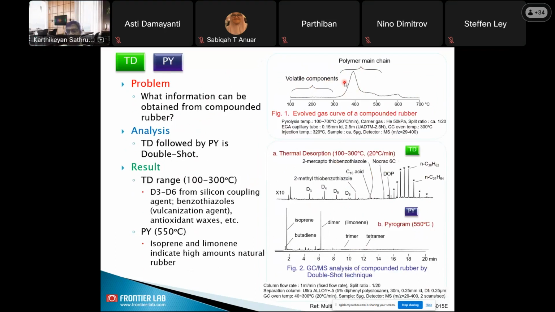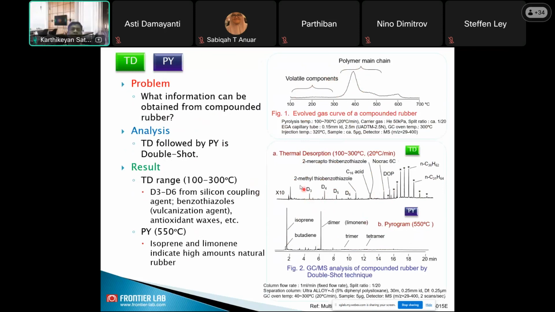But if you do not want to run EGA, you can always consider the TGA data to set the temperatures for thermal desorption and polymer analysis. So when we do double shot, basically you produce two sets of chromatograms from one sample. The first one provides information on the volatiles, and the second one provides information on the polymer.